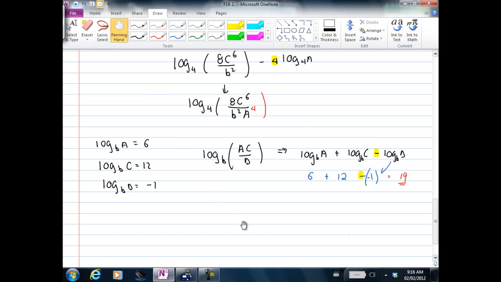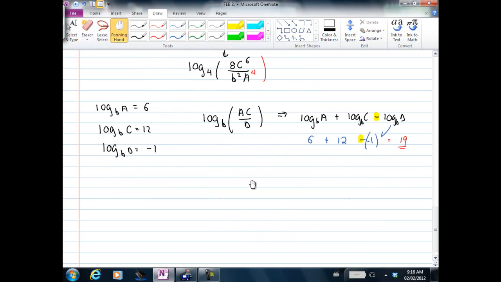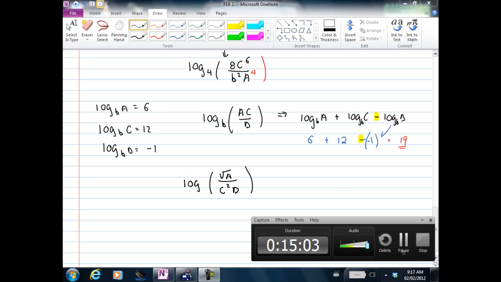Try this one. Same logic. This is why I said you got to know how to do this really well. Log root A over c squared d. What the heck does that equal to? Using 6, 12, and -1 again. I'm gonna pause it and let you.